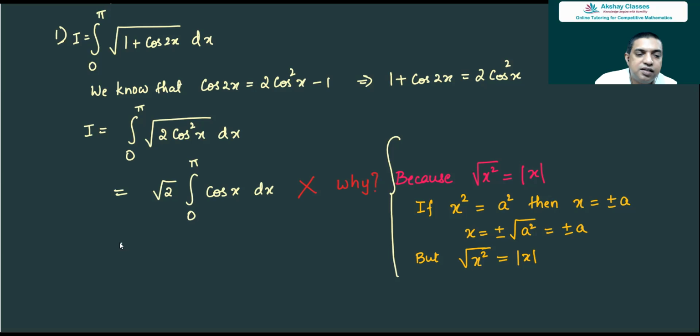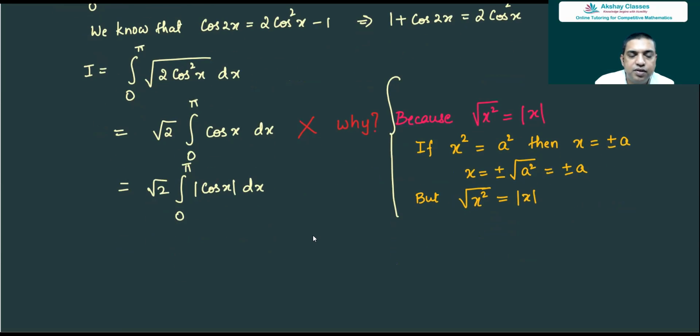So here the correct way of writing is integral 0 to pi modulus of cos x dx. Okay. Integral 0 to pi modulus of cos x dx. Then the answer will be, of course, we need to split into two now. I will do it directly also by graphs, but here we need to split this into two. 0 to pi by 2 cos x dx plus integral pi by 2 to pi mod cos x dx.